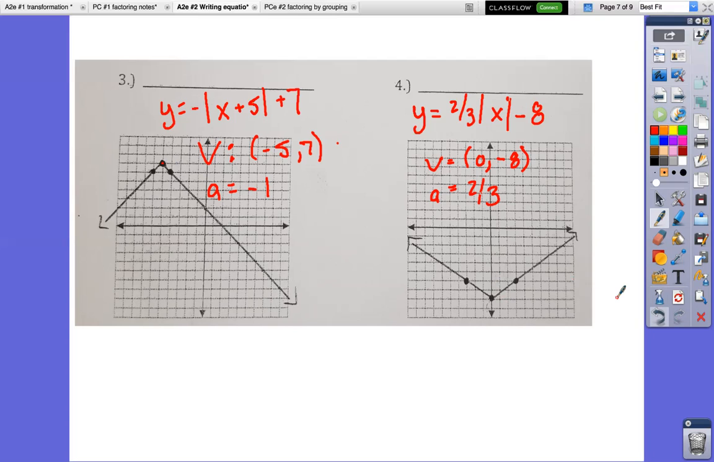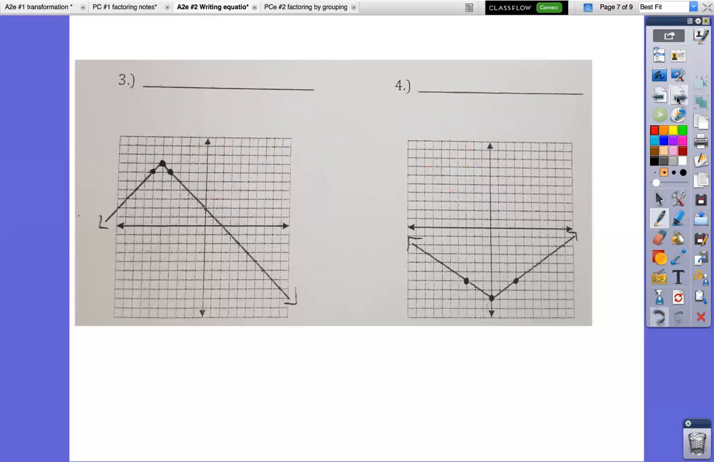Now, there's 2 more things we have to talk about. I want to be done in less than 5 minutes here, give you guys a chance to look at your homework. This last thing is going to be real quick.